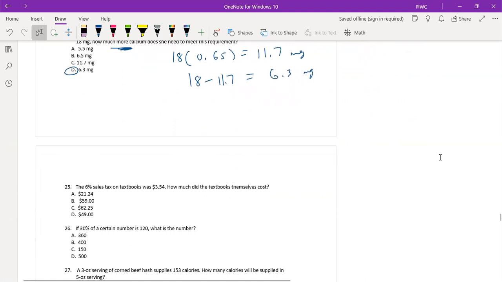25 says the 6% sales tax on textbooks was 3.54. How much do the textbooks themselves cost? Well, find the cost of the textbooks themselves. Okay. So you can use a proportion for this problem.